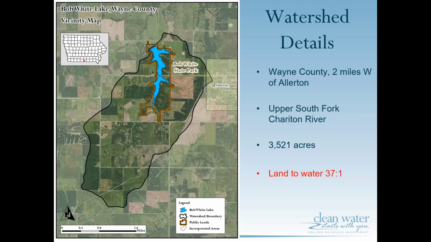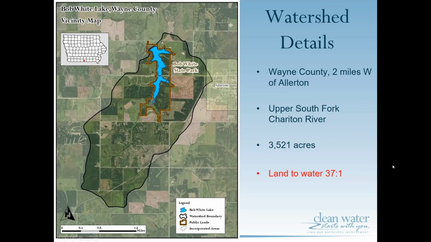If we compare that to the area of the lake, we have a land to water ratio of 37:1. So what that means is for every 1 acre of lake, there are 37 acres of watershed. So we will see in the document that the land uses, the soil types, and the slopes of the watershed will have a definite impact on the water quality of Bob White Lake.